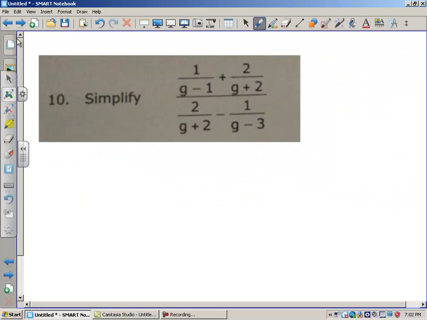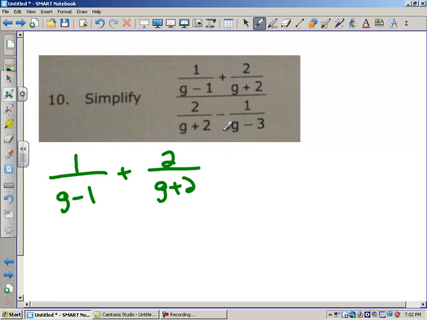Okay, let's go on to number 10. This is, again, a complex fraction. I'm going to make common denominators in both of them, bring them together, and simplify. This is going to be several steps. So first of all, I'm going to rewrite this as 1 over g minus 1 plus 2 over g plus 2.